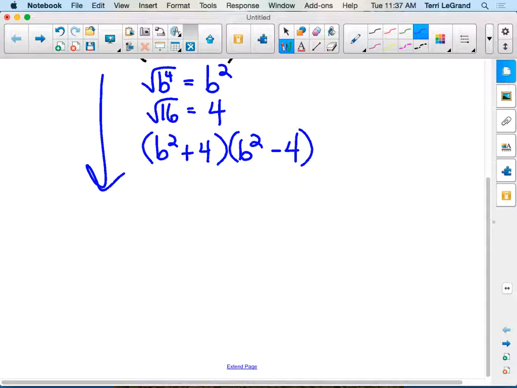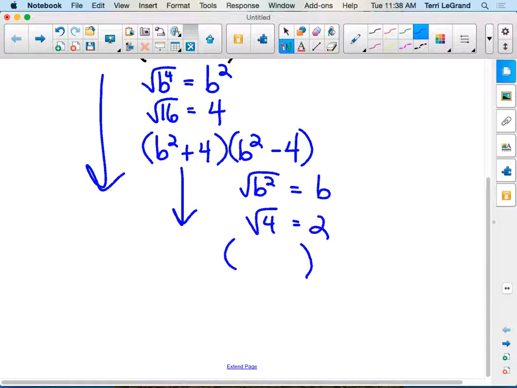Is b squared plus 4 the difference of 2 squares? No. It's got addition, a plus sign. It can't have addition. So now that's going to get arrowed down. We can't factor that. B squared minus 4. Yes. What is that? Subtraction. Is b squared a perfect square? Yes. Is 4 a perfect square? Yes. We can factor this one. So the square root of b squared is b, the square root of 4 is 2. So what's this one's factored name? B plus 2 and b minus 2.